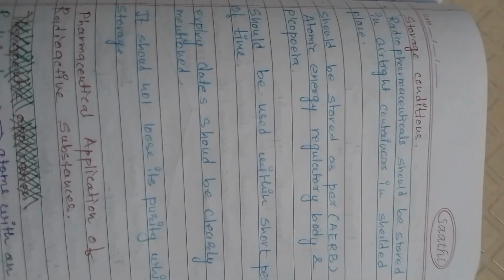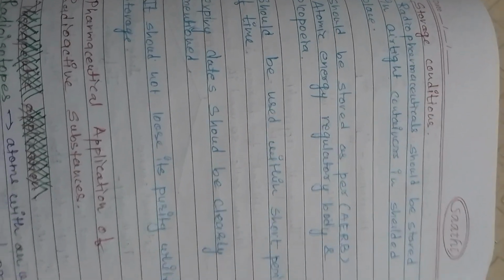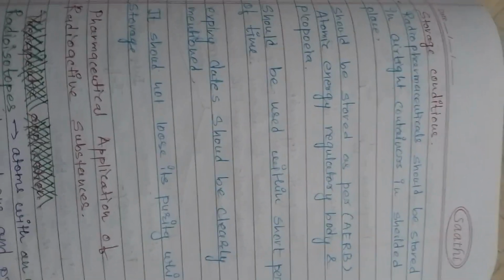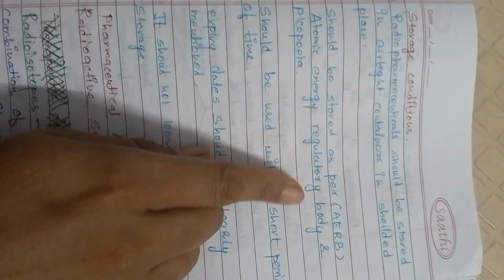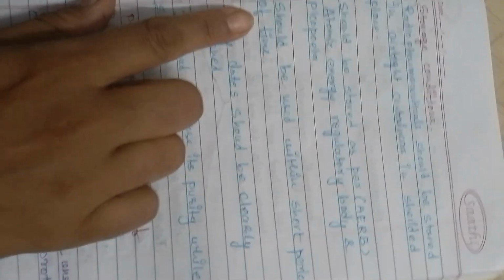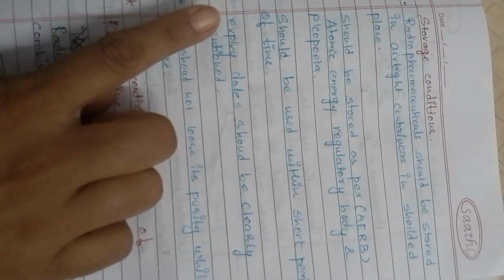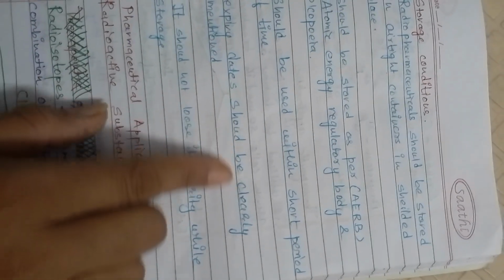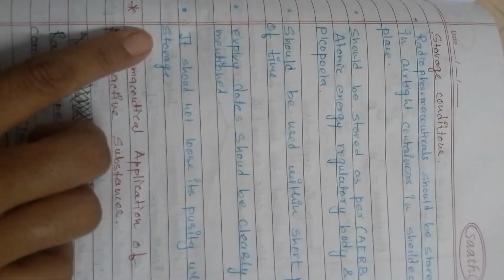Now, storage conditions. What are the storage conditions? It should be stored in an airtight container in a shielded place with bricks, and should be stored as per the AERB, Atomic Energy Regulatory Board's guideline, and pharmacopoeia guideline. It should be used within a short period of time. The expiry date should be clearly mentioned and it should not lose its purity during storage.